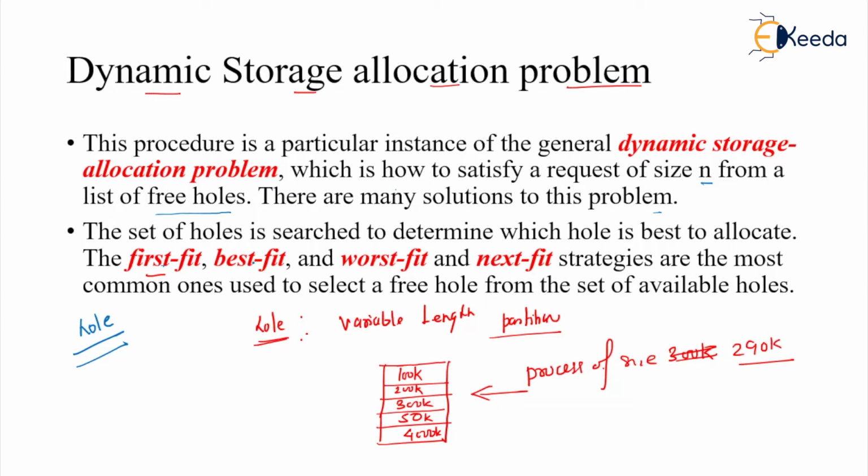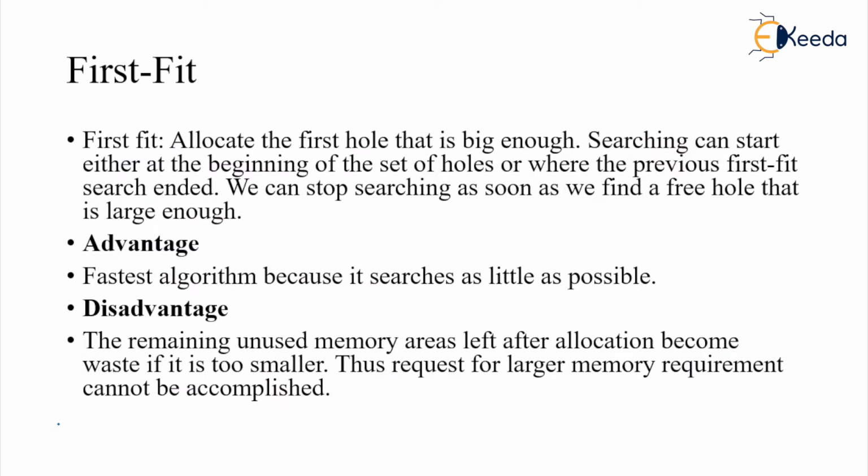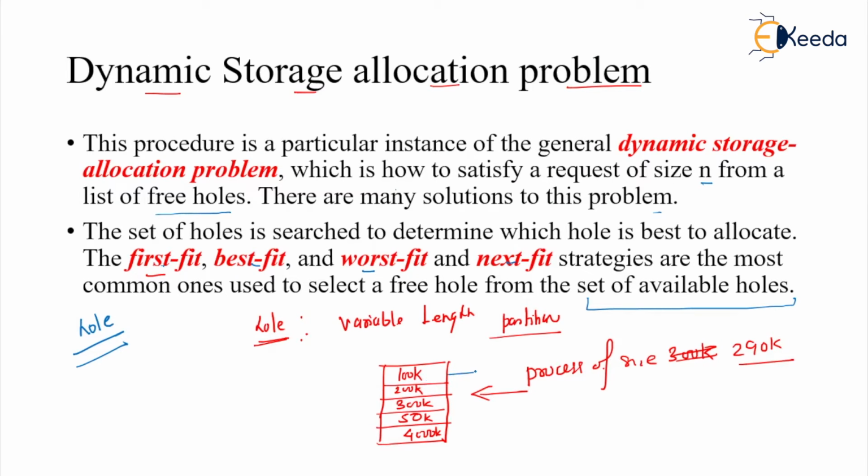The first fit, best fit, worst fit and next fit strategies are the most common ones used to select a free hole from the set of available holes. The idea of first fit is very simple: allocate the first hole that is big enough. Here, if 100k is not sufficient and 200k is not sufficient, 300k is marginally high, so we satisfy this process of size 290k in the hole of 300k.